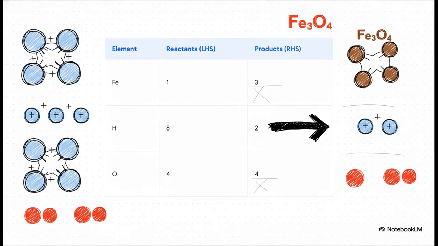So what do we do? To make the oxygen atoms on the left equal to 4, we need to put a coefficient of 4 in front of the entire H2O molecule. So now our equation has 4H2O. And great, our oxygen is now balanced, 4 on the left and 4 on the right.